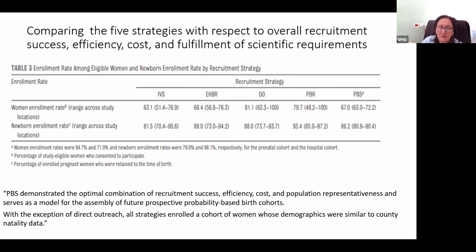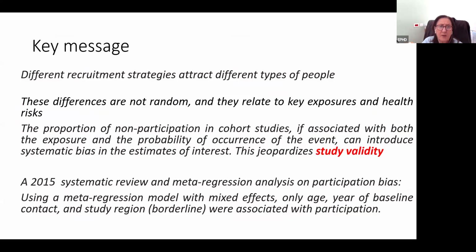With the exception of one, all strategies enrolled a cohort of women whose demographics were similar to county natality data. So here, irrespective of what strategy they used, the characteristics of the women were the same except for the DO. The other one was really different, depending on passive versus active. So the key message is that different recruitment strategies might attract different types of people. And the issue is that when these differences occur, they might not be at random.